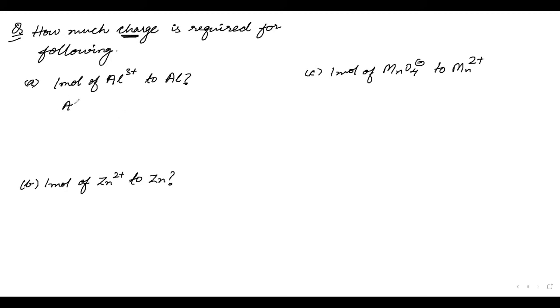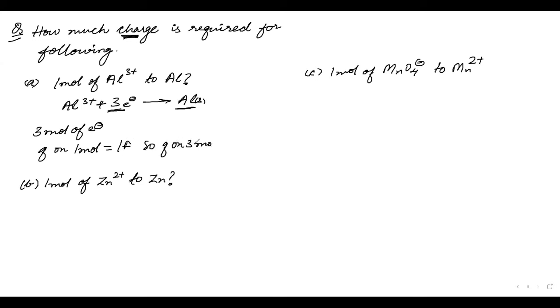See, what you can do here is, listen, Al3+ plus 3 electrons gives Al solid. How will you read this chemical reaction? 1 mole of Al3+ plus 3 moles of electrons gives 1 mole of Al solid. The important point is 3 moles of electrons. So the charge on 1 mole is 1 Faraday. So the charge on 3 moles is 3 Faraday. Now convert this: 3 into 96500 coulombs. This will be equal to how much?